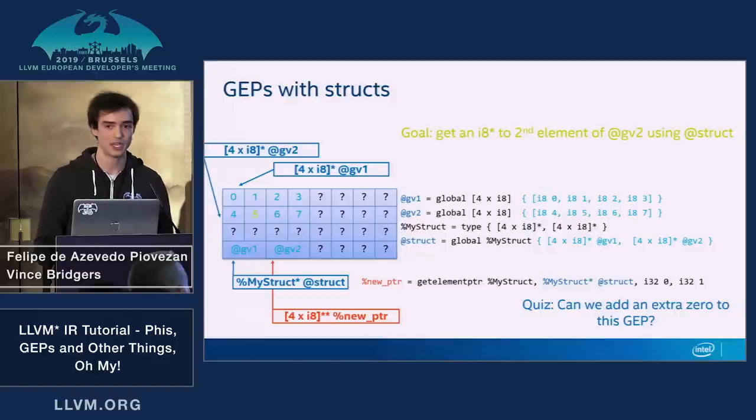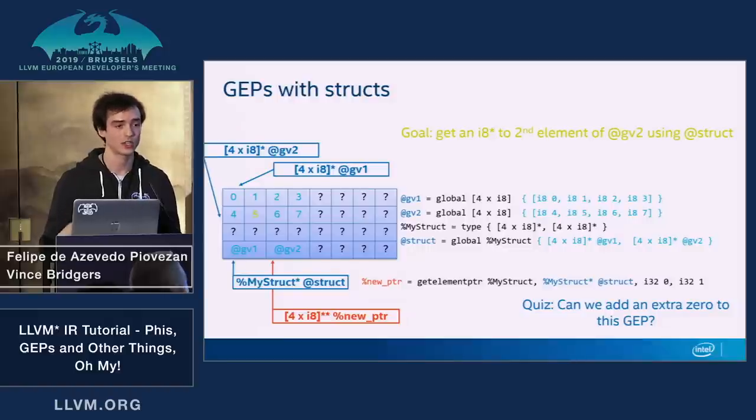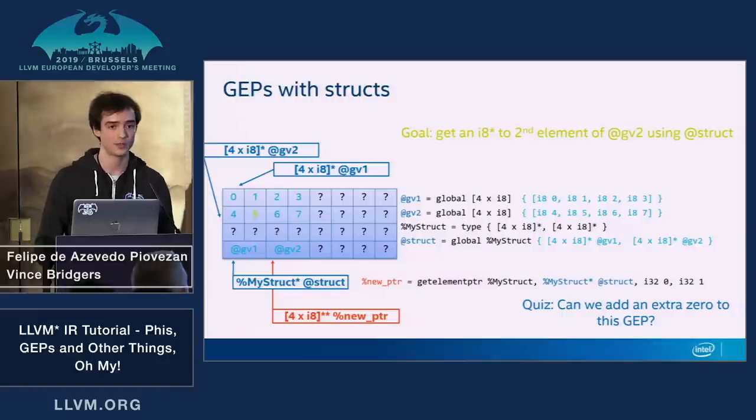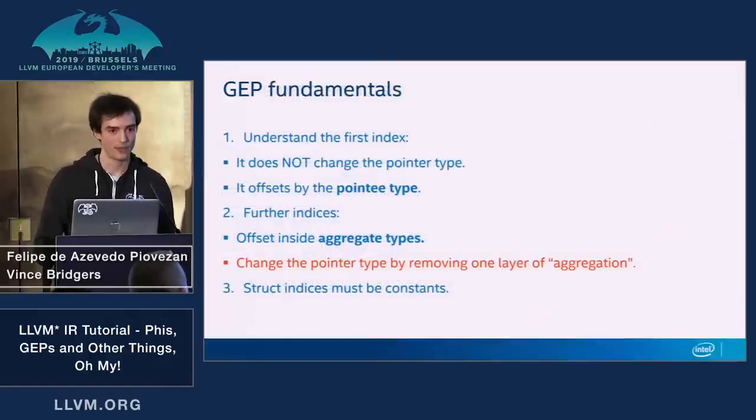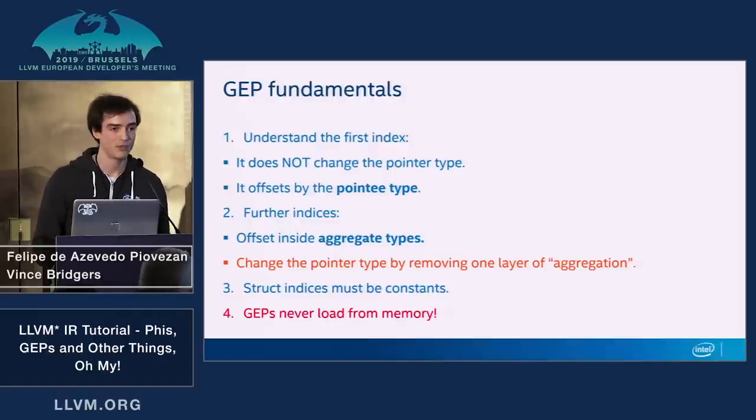I mentioned that extra indices of the GEP always look inside an aggregate type. But here, we don't have a pointer to an array, right? We have a pointer to a pointer to an array. And that's not looking at an aggregate. It's just looking at a pointer. So every index that is not the first is always trying to strip away one layer of aggregate, which is not what we had in that example. And there's an important consequence here: GEPs never load from memory.